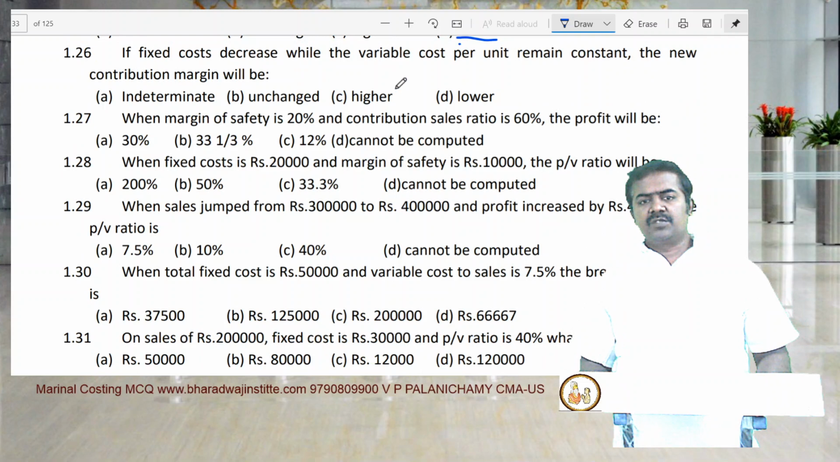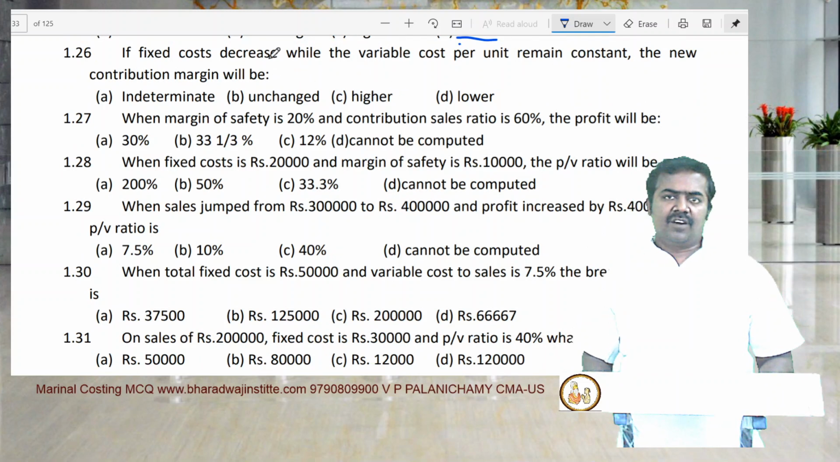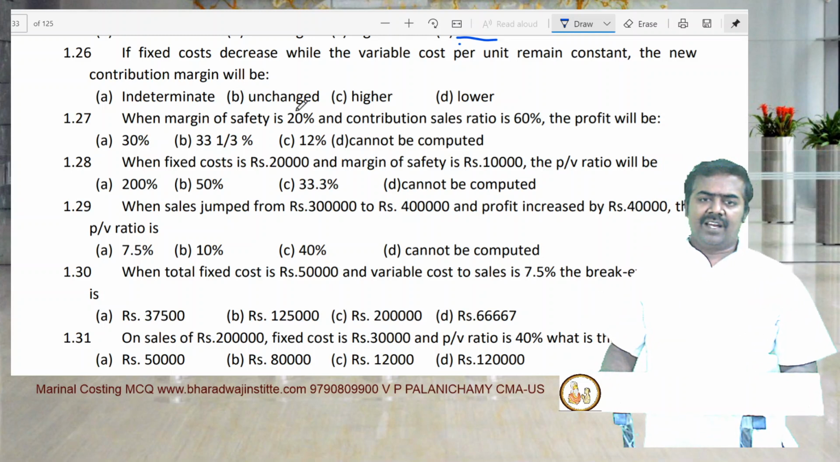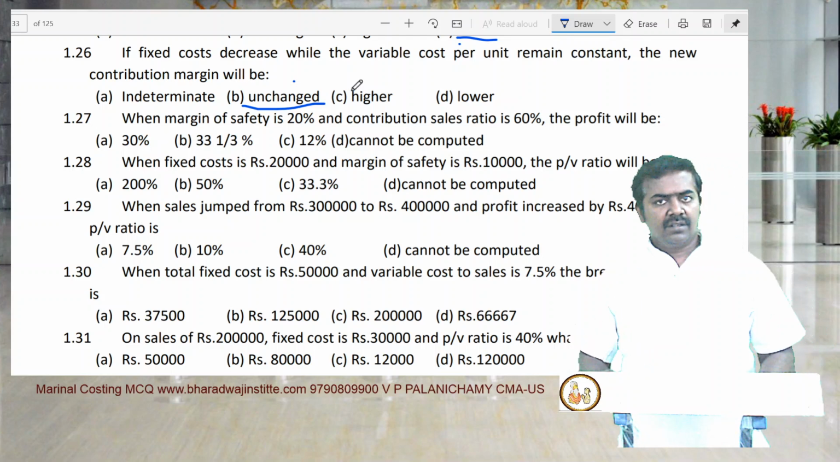If fixed cost decreases with variable cost remains constant, new contribution margin, see, contribution margin will change only when there is a change in sales or variable cost and not because of any other thing. Okay, unchanged, it remains unchanged. Contribution is not affected because of fixed cost.